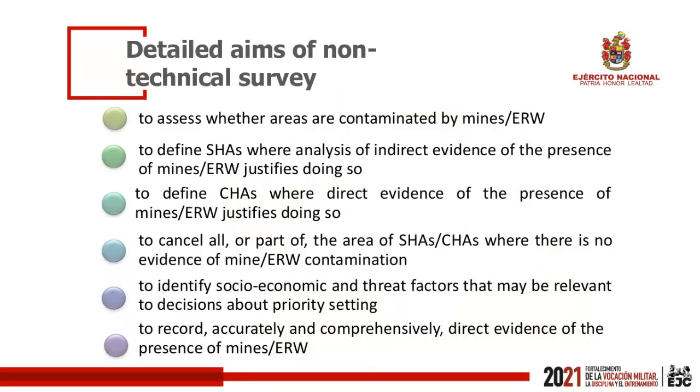You can see here the different detailed aims of the technical survey. It's necessary to identify all of them before and during the investigation in the area. The first is to assess whether areas are contaminated by mines. Then, to define the suspect hazardous areas where the analysis of indirect evidence of the presence of mines justifies doing so.